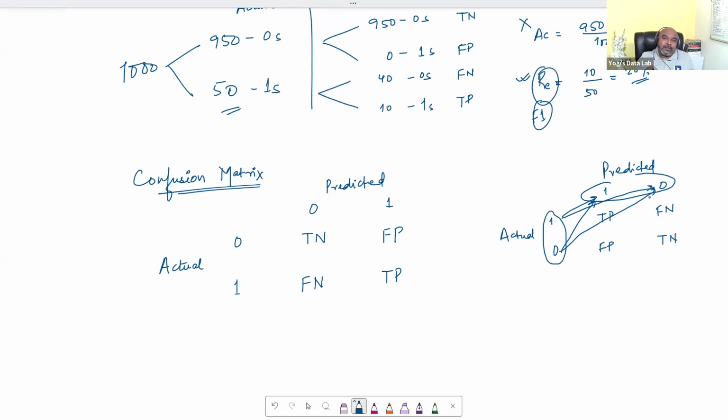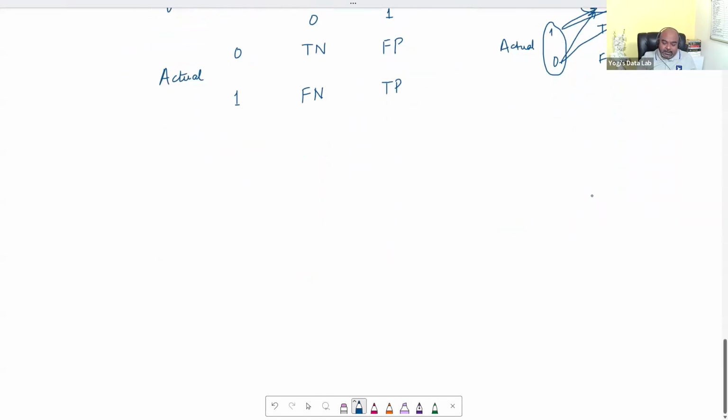So the confusion matrix is a method to identify, once I have built a model, how many true positives, false positives, true negatives, and false negatives I am getting in my data set. Now, let's go to the other concept, which is known as receiver operating characteristics. This is known as ROC curves.